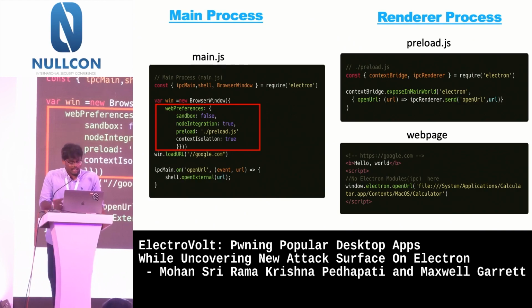And in the bottom right block, we have the web page, which is loaded within the main process. There it is accessing window.electron.openURL and sending the path of the current user's calculator. So it sends it to the preload.js. From there, the preload.js uses the IPC module to send the message to the main process. There it will execute that URL in shell.openExternal, which means it will pop a calculator, because it is a dangerous sink in Electron, where if you provide the path of a binary, it will execute that.